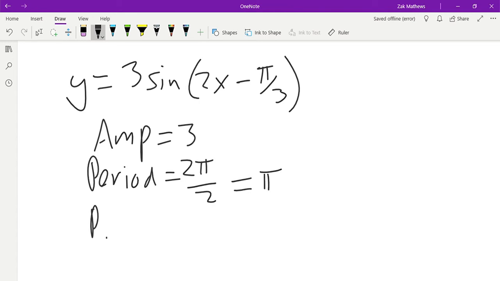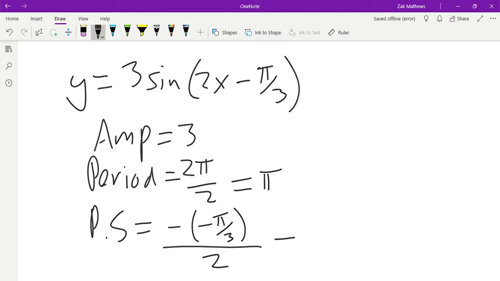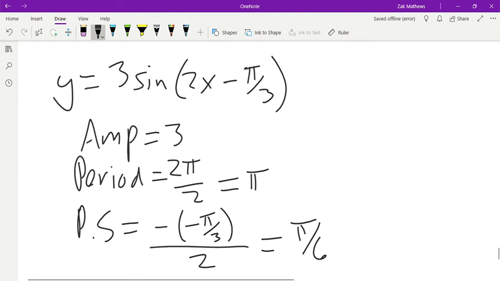And then the phase shift, that's our negative c. So we had a negative. I'm going to have a negative negative. It's going to end up turning into a positive, pi over 3. And I have to divide that by the b, which was 2. So I have a negative negative pi over 3, which turns into positive pi over 3. Divided by 2 is pi over 6. So I have all the key elements now.